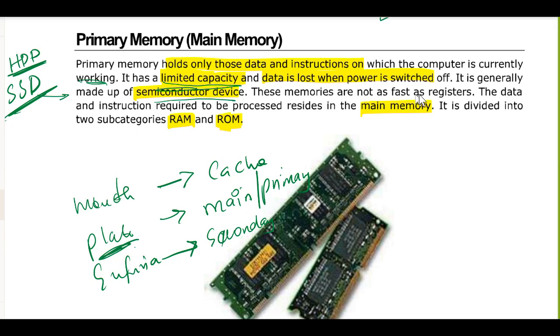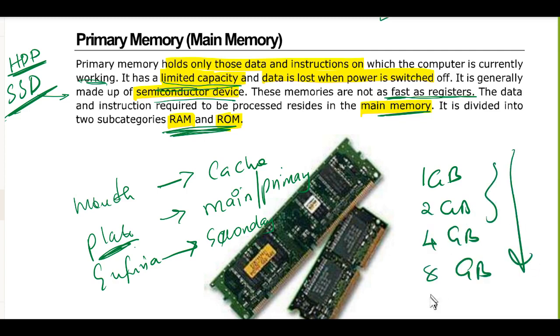Now, these memories are not as fast as registers. Registers fall under the category of cache memory. The data and instructions required to be processed reside in the main memory, and it is divided further into RAM and ROM. When you are buying your phones, you normally talk about a 2 GB RAM phone, a 4 GB RAM laptop, a 1 GB phone, etc. Nowadays they are normally ranging between these sizes. The most advanced one I am seeing nowadays might be 16 GB.